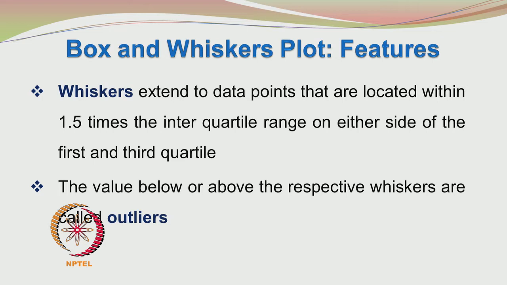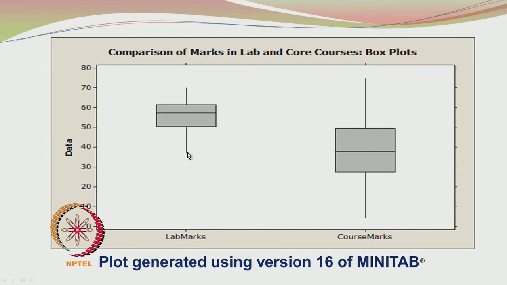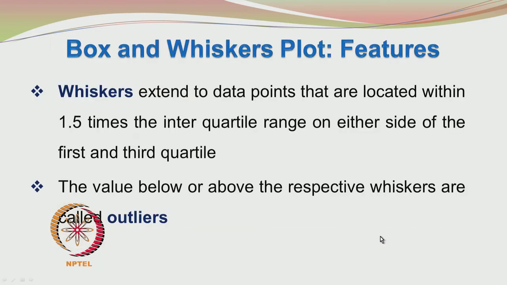What about the whiskers? If you recollect, I told you that these vertical lines shooting out of the boxes on either side are termed whiskers. The whiskers are drawn from the edge of the box to the data point that is located within 1.5 times the interquartile range. So, you have the first quartile and the third quartile, then you want to identify data points that are located at 1.5 times the interquartile range from these two quartiles.